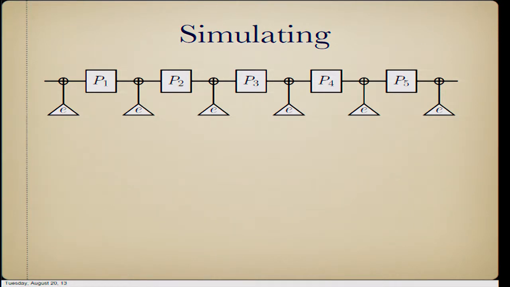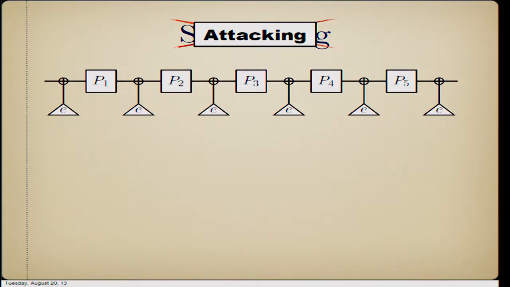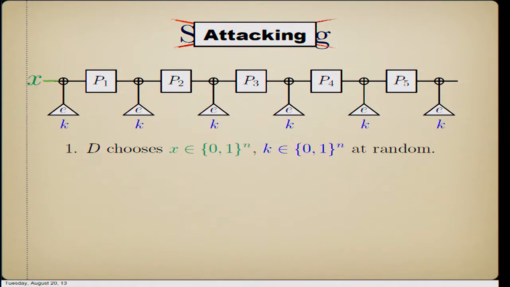Okay, let me talk about how our simulator works. But first, to understand how the simulator works, it's good to think about how the distinguisher might attack and try to distinguish. So let's talk about attacking instead of simulating. I'll describe an attack. The distinguisher chooses some value x at random, which goes out here on the left, and the key k at random. It queries the key schedule function on k.